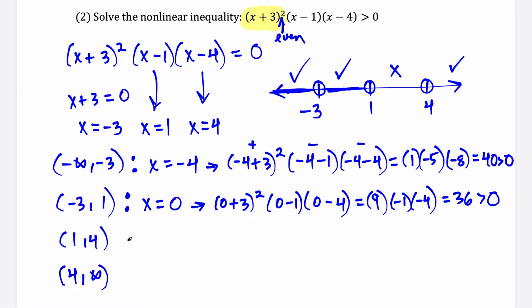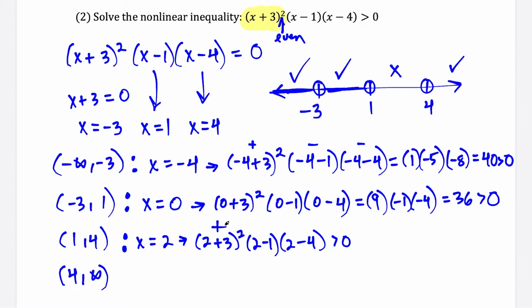So now let's plug in a number on this space. So let's say we plug in x equals 2. If we plug in x equals 2, we're going to have (2 + 3)² times (2 - 1) times (2 - 4) is greater than 0. And if we think about this, we have a binomial being squared. So if we plug in any x value except negative 3, we're always going to get something positive because we're raising this to an even power. So this one automatically, without thinking too much, is always going to give us something positive.